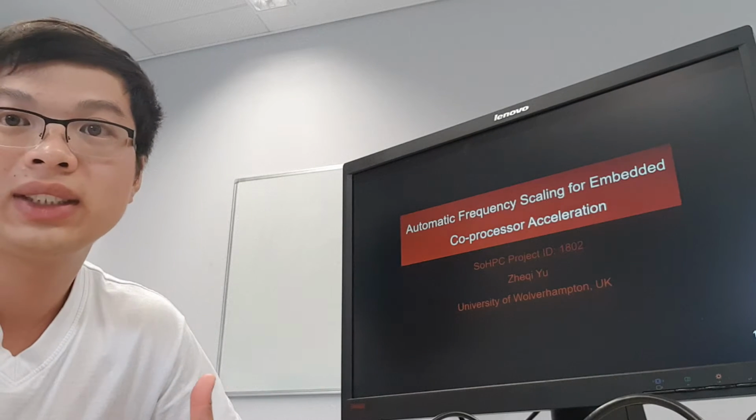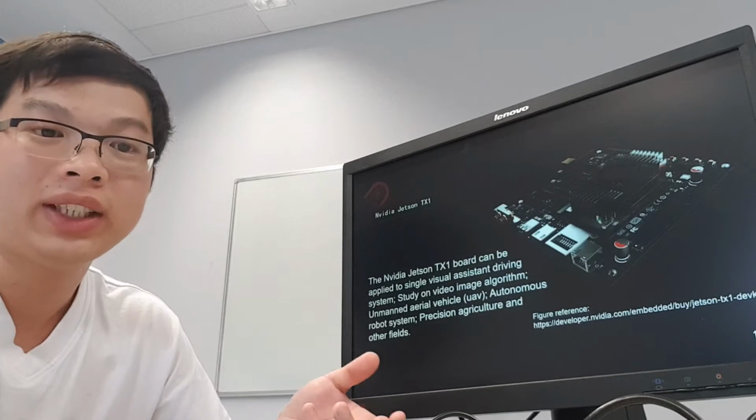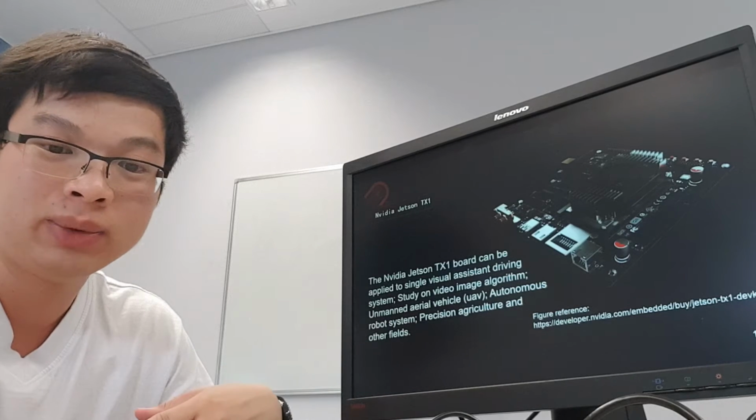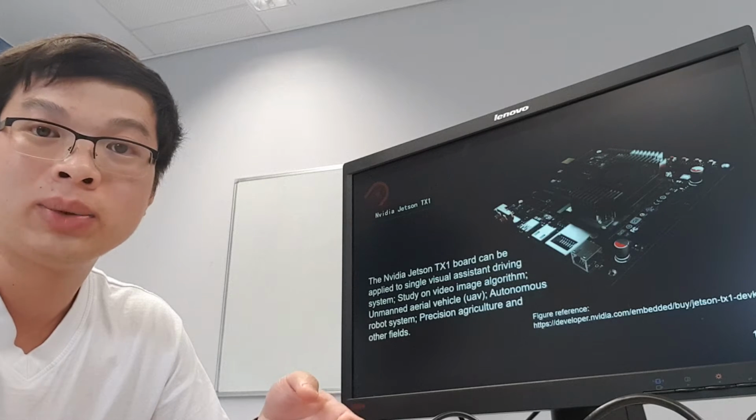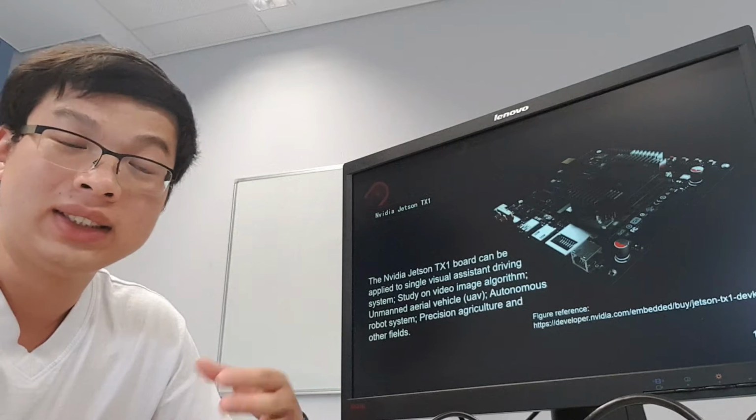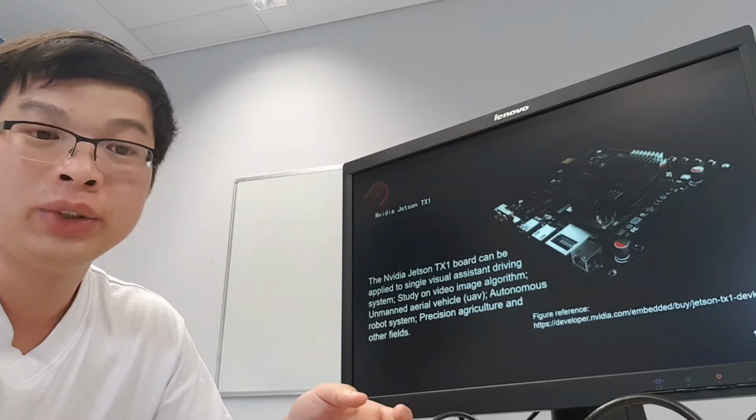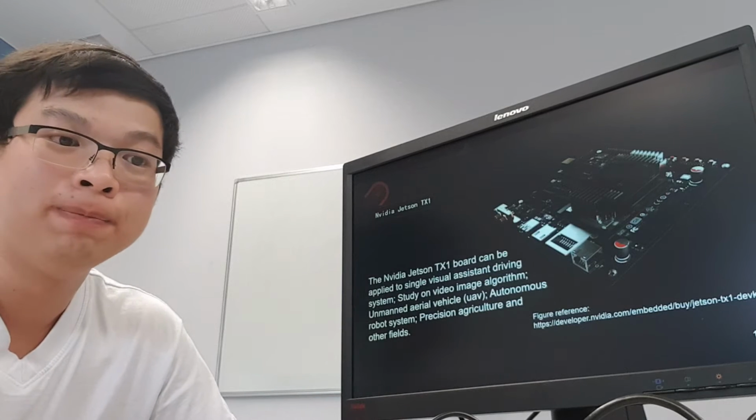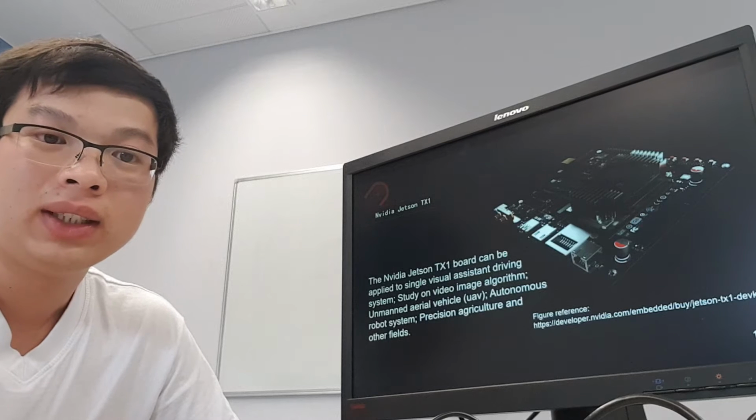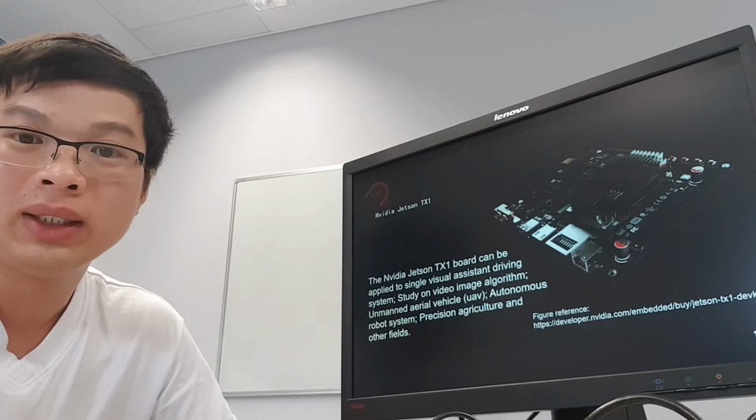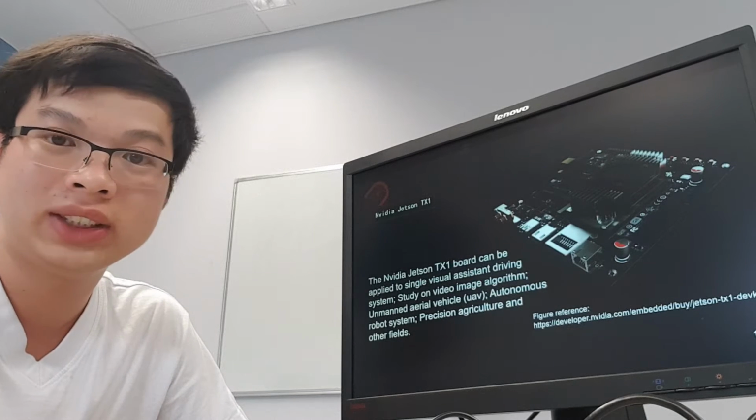It's automatic frequency scale for embedded core persist acceleration. And this project is so interesting and so special because it will touch with hardware. It's based on the NVIDIA Jetson board. It's a low power platform, and due to this advantage, it can be used in some special fields like automatic driving cars or maybe robot systems. However, this field is sensitive to power consumption, so we should think about how to save energy.